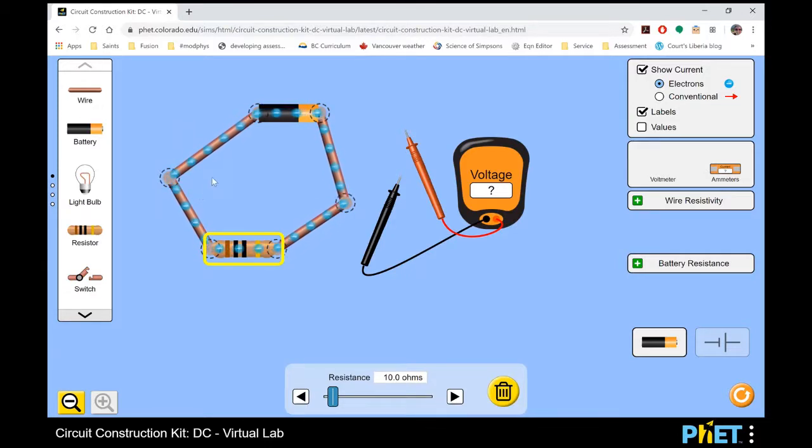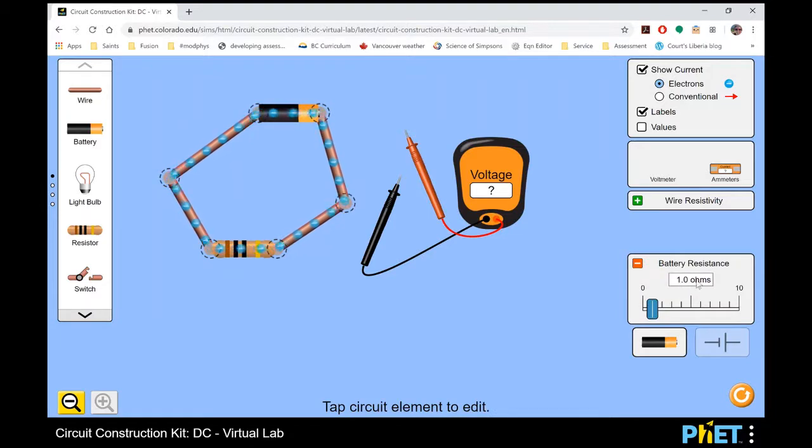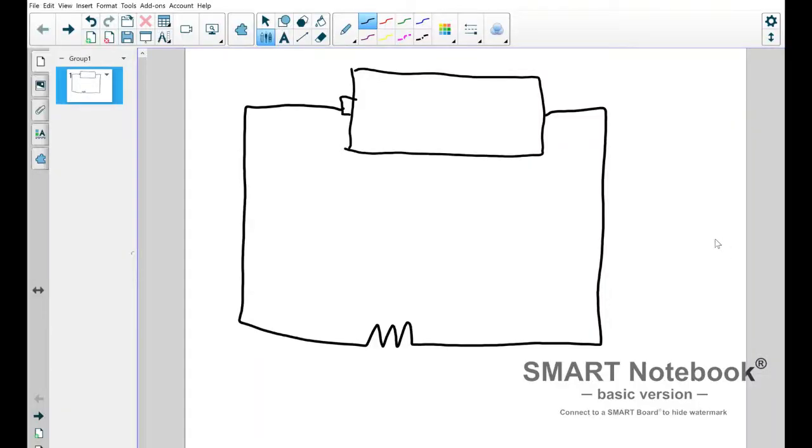So what the lab is about is looking at the fact that we assume that batteries are ideal. We assume that they have no resistance. We assume that they do what they say they're going to do when they have 9 volts stamped on the side of them. But the reality is that batteries do have some resistance to them. If I click over here on the right-hand side at battery resistance, I can see that this battery has a resistance of 1 ohm. So this is the lab that we're going to do.